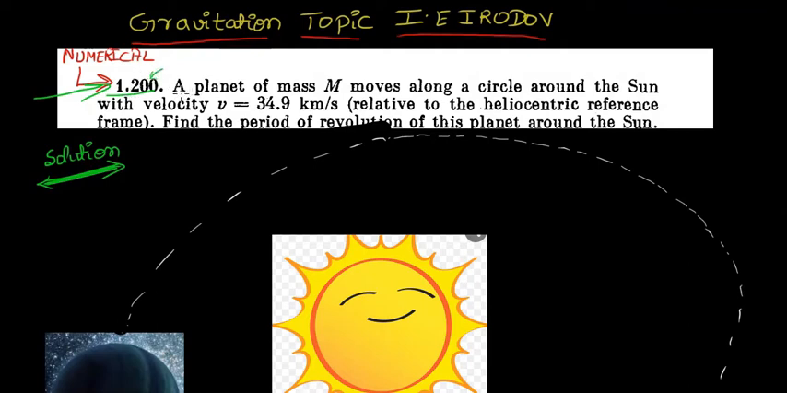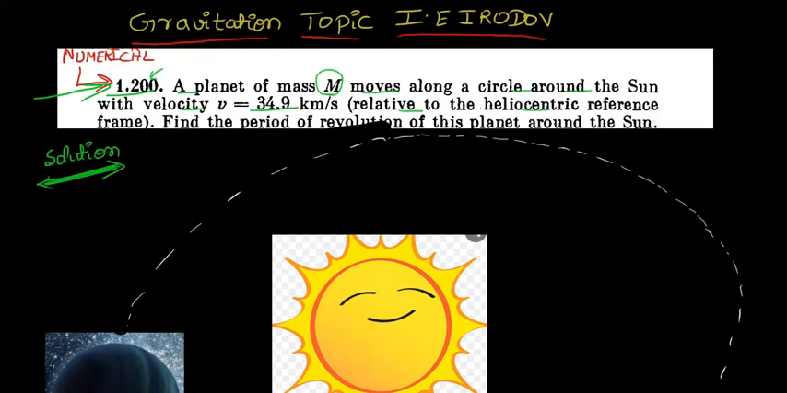So the question says that a planet of mass m moves along a circle around the sun with velocity v equal to 35.9 kilometer per second relative to the heliocentric reference frame. Find the period of revolution of this planet around the sun.